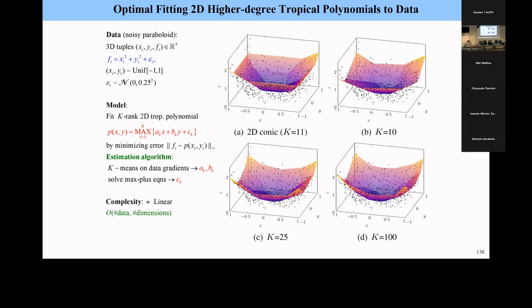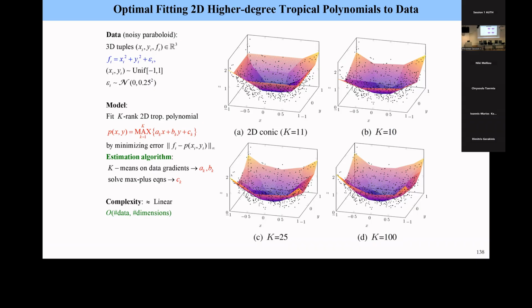Actually, not uniform noise. The noise is Gaussian, but the points xi and yi were randomly sampled uniformly within a unit square. So we have a paraboloid. We sampled spatially a bunch of points. We took the value of the paraboloid. We perturbed this value with Gaussian noise. So we formed these 3D tuples.